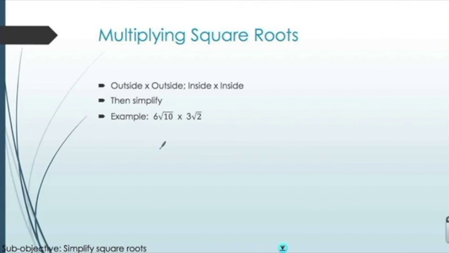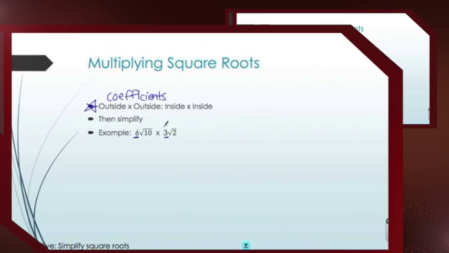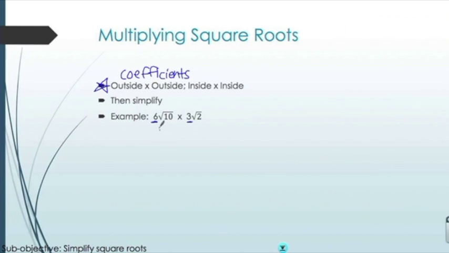All right, now let's just review about multiplying square roots. This is the rule right here. Outside times outside and inside times inside. So what I mean by that, the numbers outside in this example are 6 and 3. These are called coefficients. So only the 6 and the 3 can be multiplied together. Okay, so 3 times 6, 18.